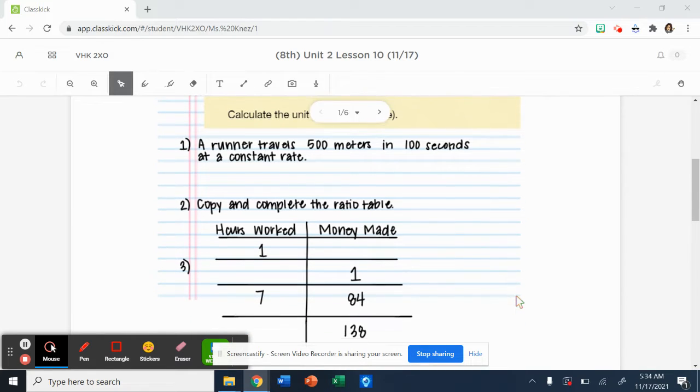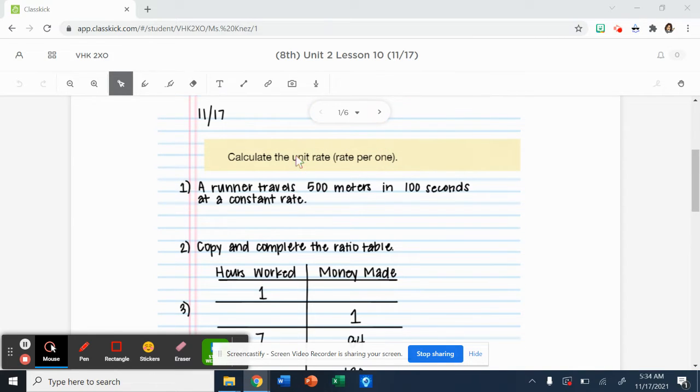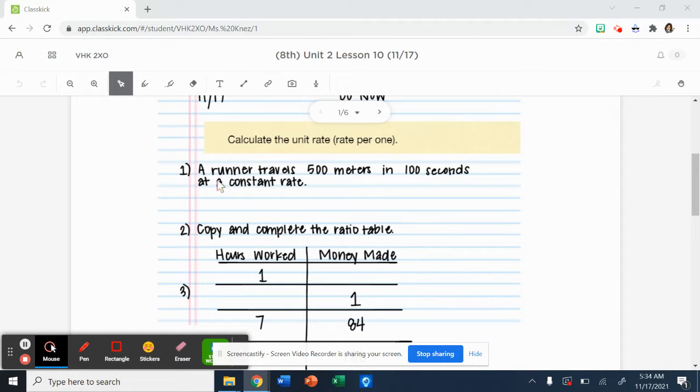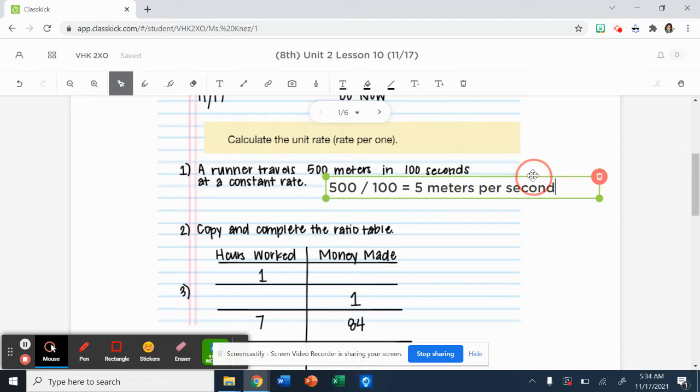So you should have given questions 1 and 2 a try. There is no question 3 today. And we've been covering unit rate in class. So we know that if a runner travels 500 meters in 100 seconds at that constant rate, we can calculate 2 unit rates. The first unit rate that we can calculate is by dividing 500 by 100 to give us 5 meters per second. We know that this is 5 meters per second because we're dividing the number of meters by the number of seconds.